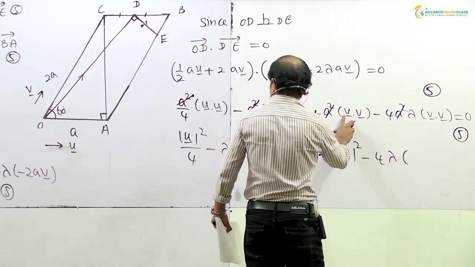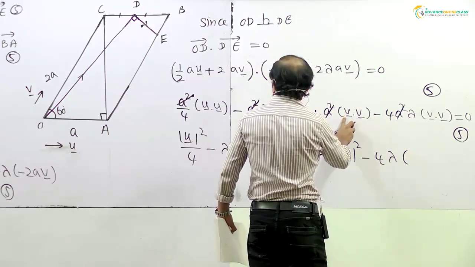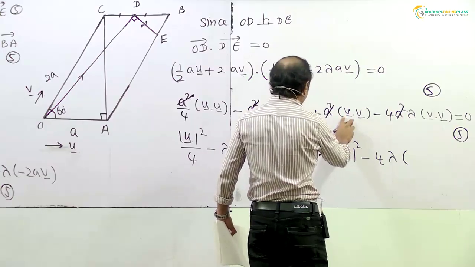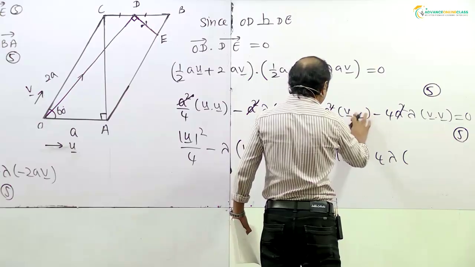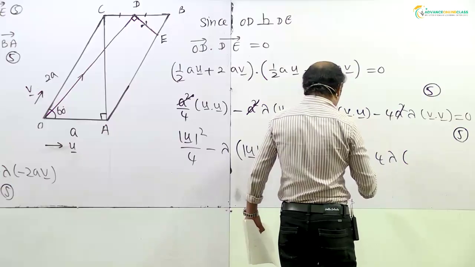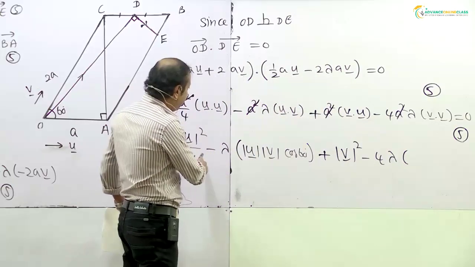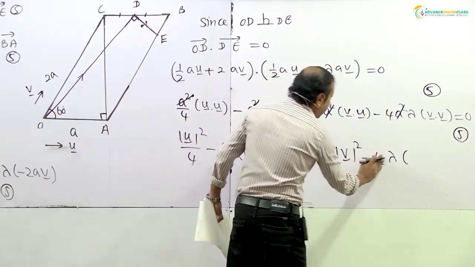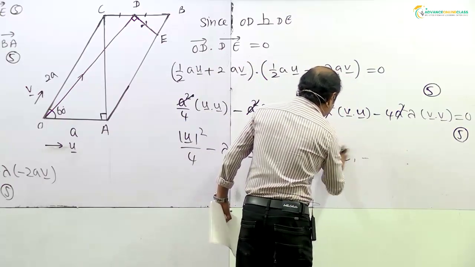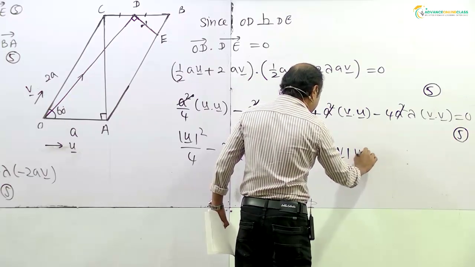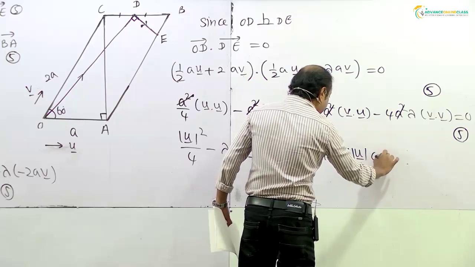Here, it should be V dot U, no? Yes, V dot U. This is okay, no? This is okay. No, this is wrong. This should be V dot U. Mod V, mod U, cos 60. Correct, no?